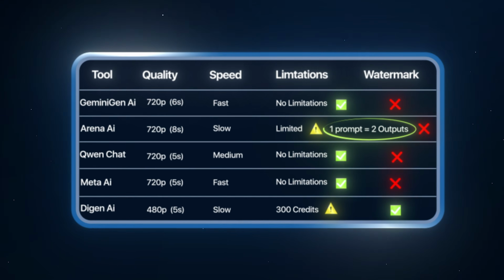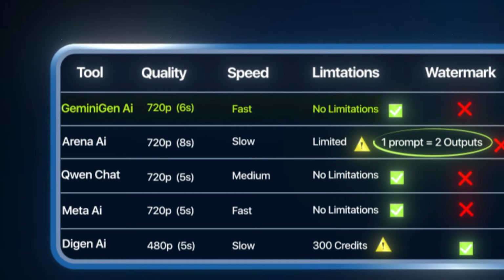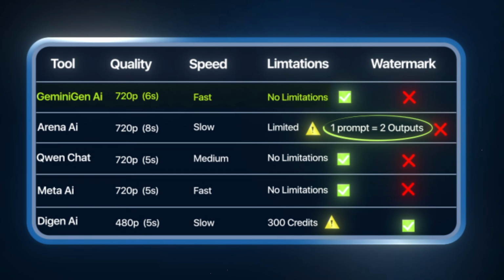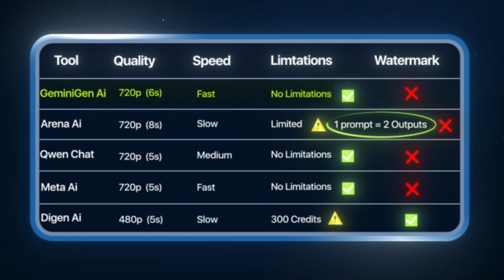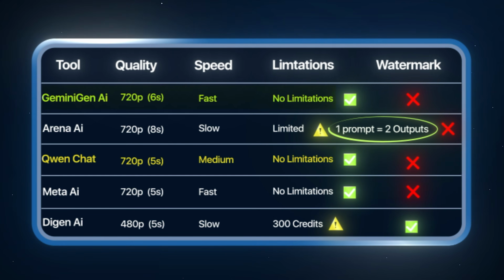Alright, let's make everything clear in one place. Here's the honest breakdown of all 5 tools. If I had to choose one winner, GeminiGen AI. Why? Unlimited videos, unlimited 4K images, fast generation, zero watermark. That means a complete package. If I had to start from zero today, I'd pick this without thinking twice. But if you want a strong backup option, Qwen Chat: unlimited usage, no watermark, slightly slower, but consistently reliable performance. In simple terms, GeminiGen best overall, Qwen most reliable backup.